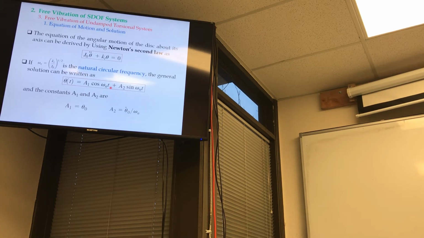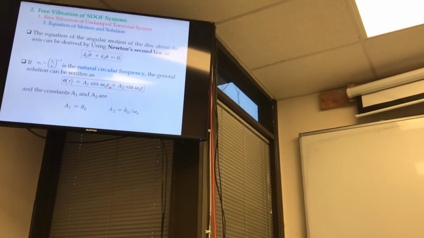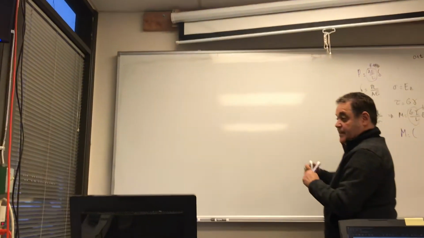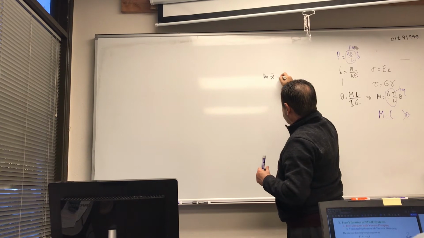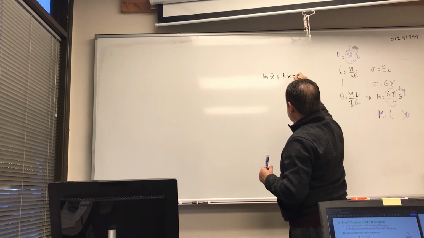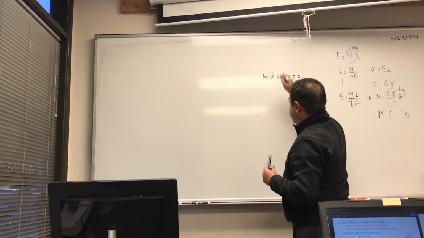Now, what is the equation? The reason I'm going through this is I want your head to be in the analogy form. The equation that we spent time on looks like this, and it's the one that you should always remember: M x double dot plus K x equals 0, because we haven't talked about damping just yet.